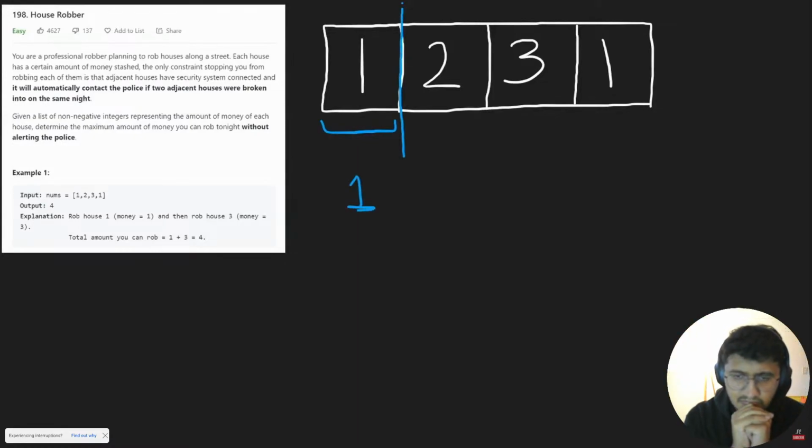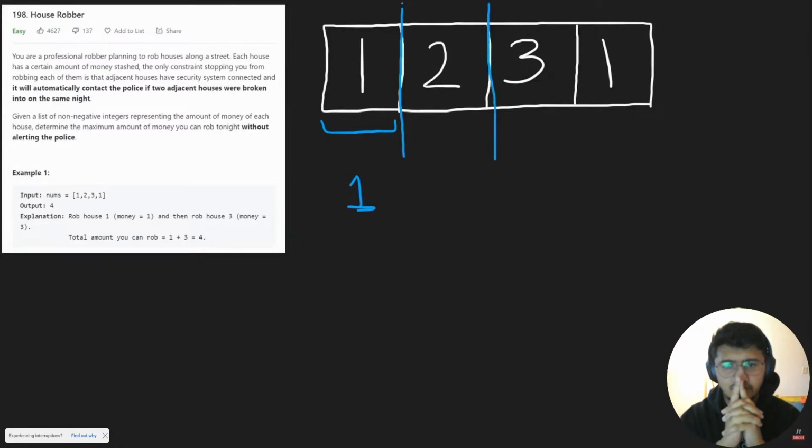Okay, now we get to the second house. So what's the max we can rob up until this point? Well, we can decide to not rob this house and only rob this house if we wanted to. Or we can decide to not rob this house and only rob this house. 2 is obviously greater than 1, so I'm going to decide only to rob this house.